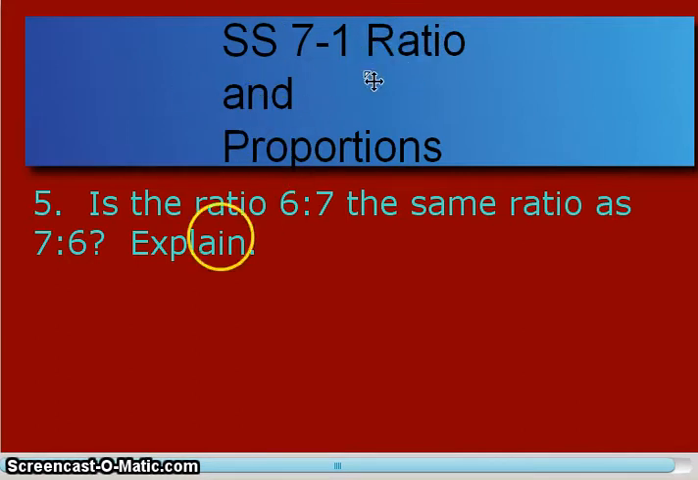So make sure you get the title in your notes. Make sure you answer number 5. And let's get to rolling. Watch out for that secret word.